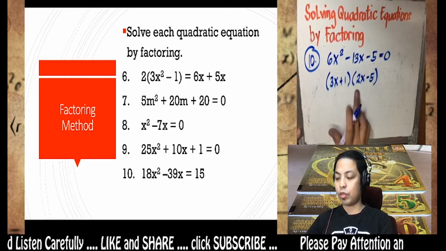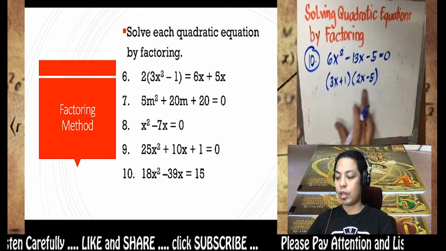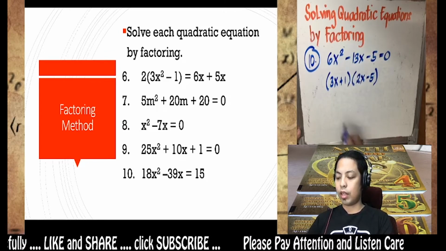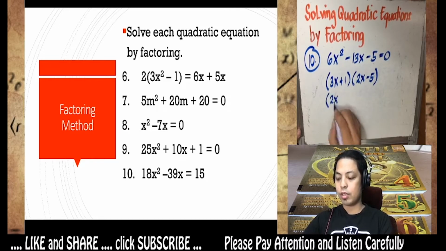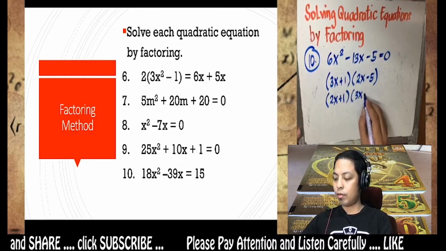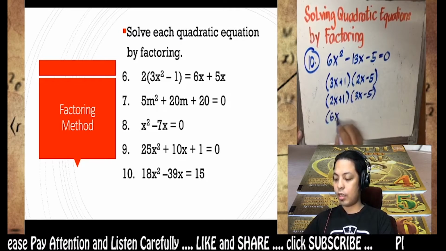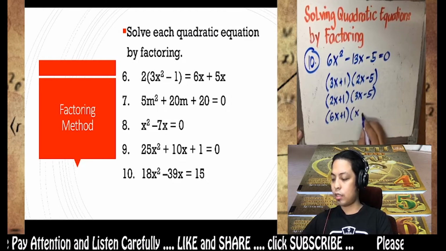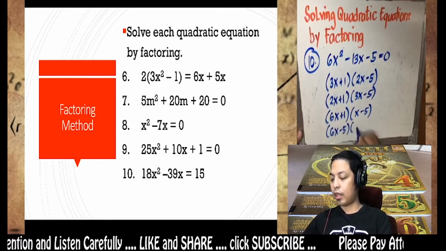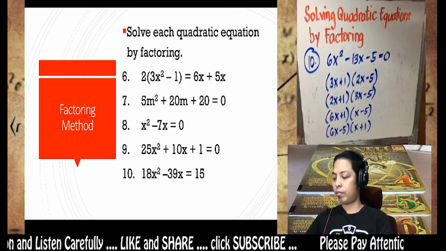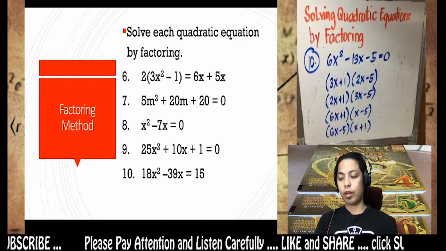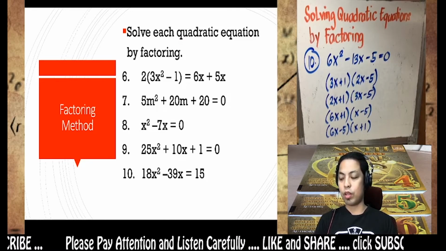So 3x times 2x is 6x squared. 1 times negative 5 is negative 5. Pwede kaya lumabas ang 13 dito? Let's try another combination. 2x plus 1 and then 3x minus 5. 6x plus 1 and x minus 5. At meron din tayong 6x minus 5 at x plus 1. Ano sa apat na ito ang factors ng 6x squared minus 13x minus 5 equals 0?